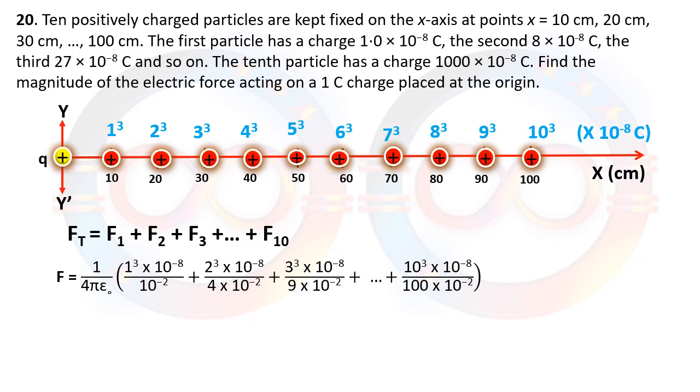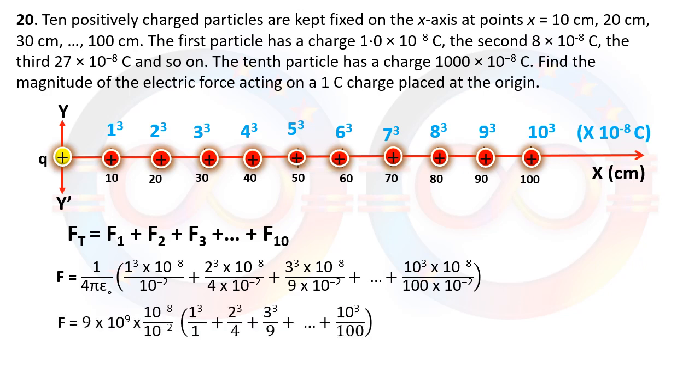First it will be q2 as 1 into 10 raised to minus 8, or 1 to the power 3 into 10 raised to minus 8, upon distance square, that is 10 centimeter is 10 raised to minus 1 meter, and squared it will be 10 raised to minus 2. Similarly, next will be 2 to the power 3 upon 4 into 10 raised to minus 2. Third and the last one, 10 raised to 3 into 10 raised to minus 8 upon 100 into 10 raised to minus 2. On simplifying, 10 raised to minus 8 will be common, and from the denominators 10 raised to minus 2 will be common.